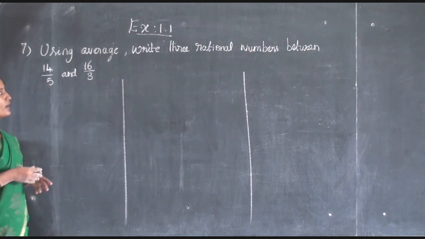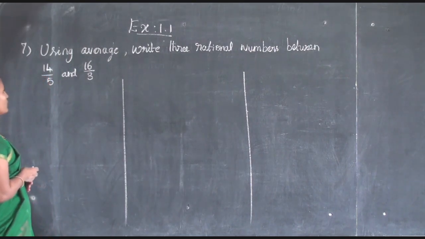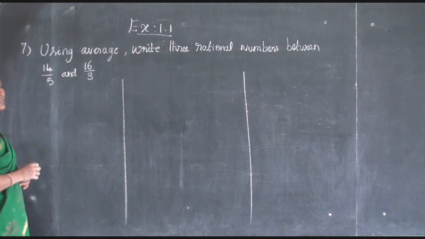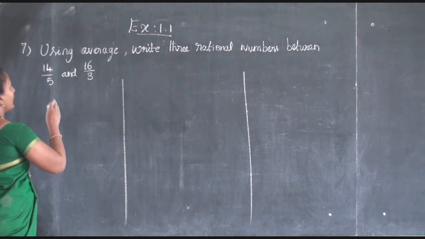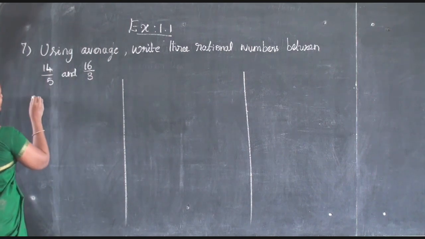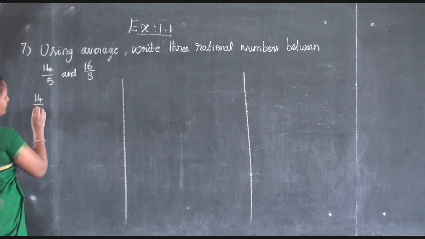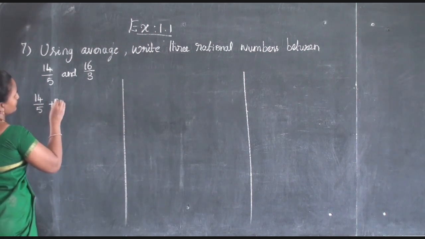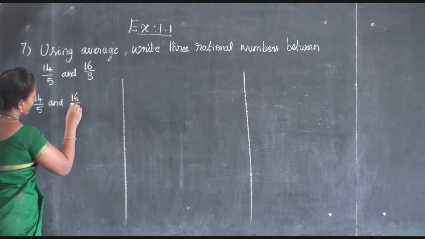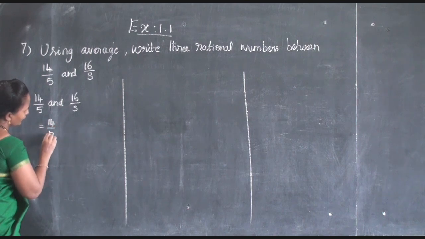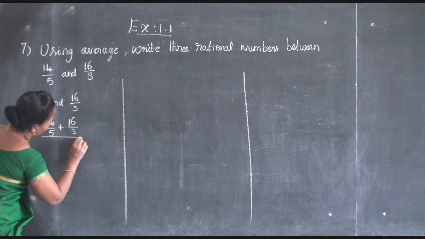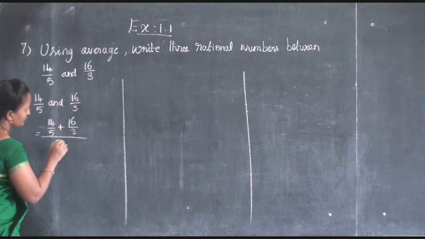Using average, write 3 rational numbers between 14/5 and 16/3. What's the average? 2 numbers here. Add these 2 numbers and divide by 2. That is the average. So first 14/5 plus 16/3. Add these 2 numbers and divide by 2.